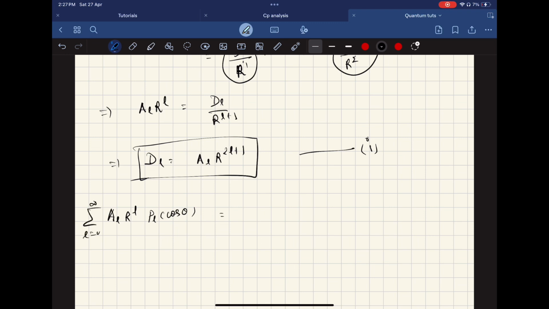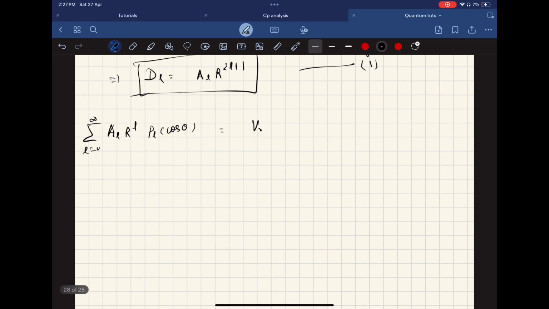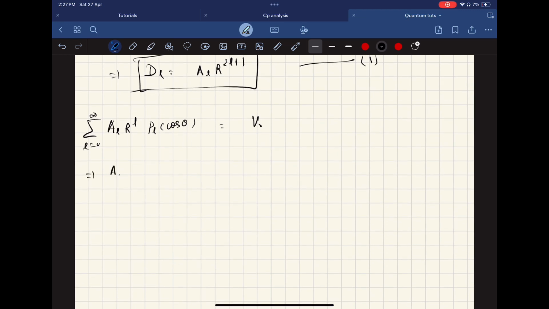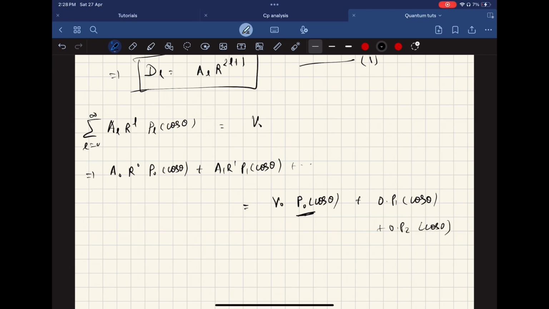equals v naught. Now write again by opening sigma a0 r to the power 0 p0 cos theta plus a1 r to the power 1 p1 cos theta plus so on. In the right hand side we can write it as v0 p0 cos theta, because we have seen that p0 is equal to 1 plus 0 times p1 cos theta plus 0 times p2 cos theta, and so on and so forth. So to make both terms equal, we can equate the first terms only.